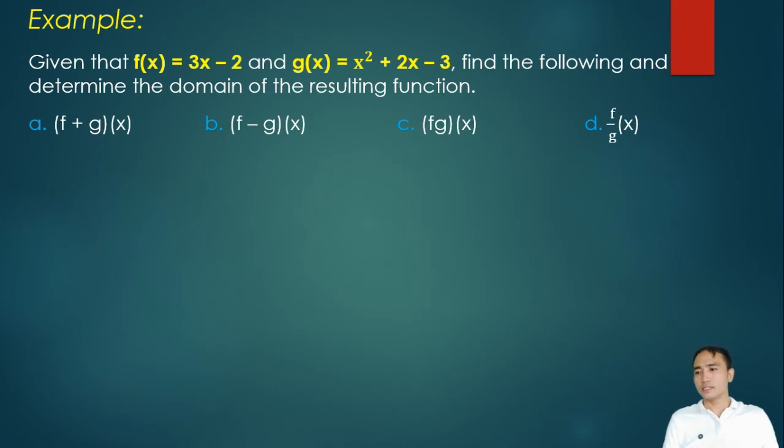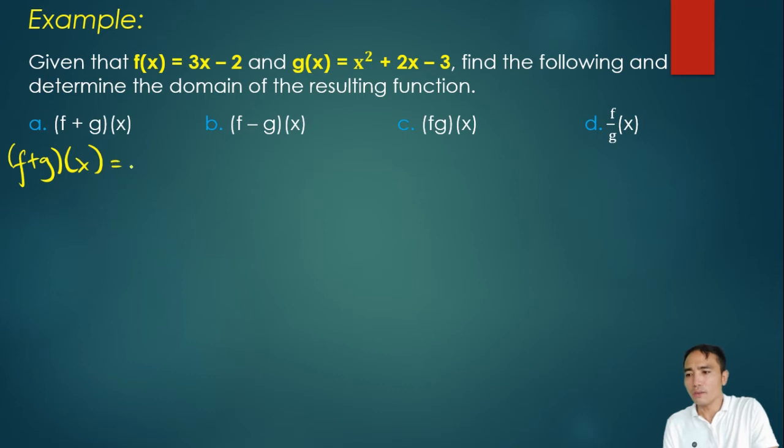Examples. Given that f of x is equal to 3x minus 2 and g of x is equal to x squared plus 2x minus 3, find the following and determine the domain of the resulting function. Letter A, that is the sum of two functions. So that is f plus g of x is equal to f of x plus g of x.